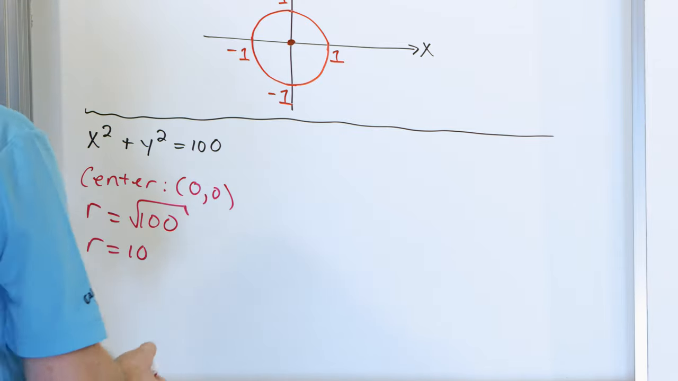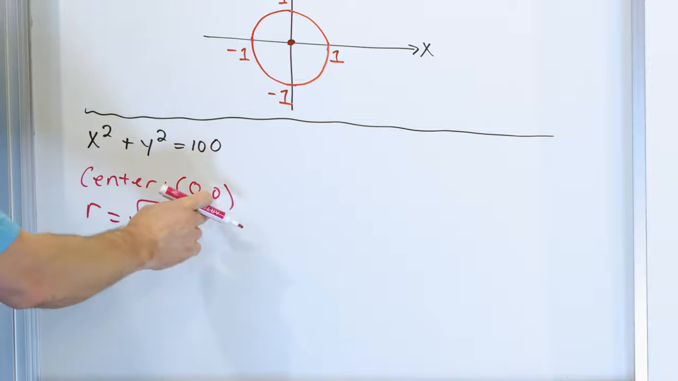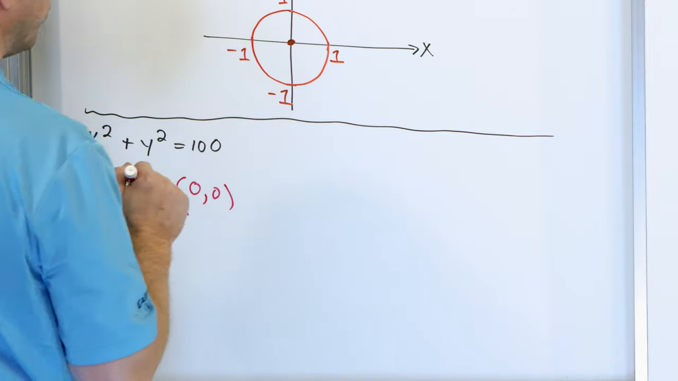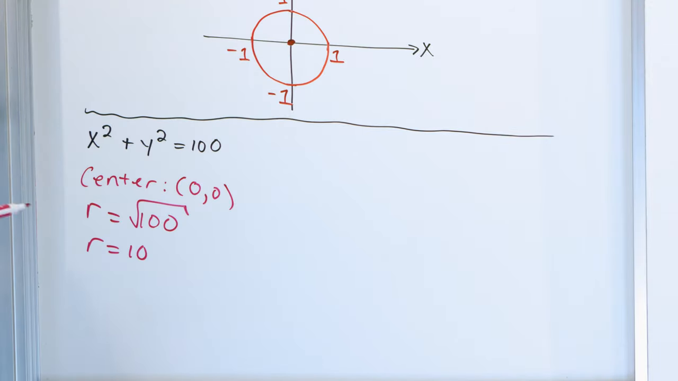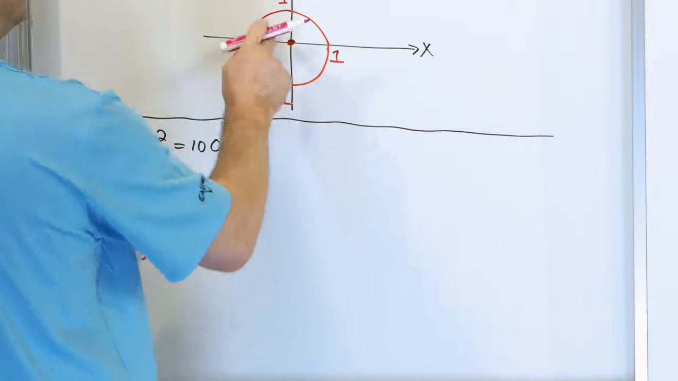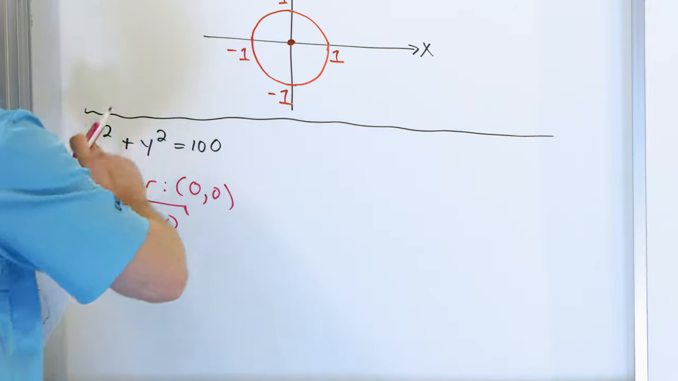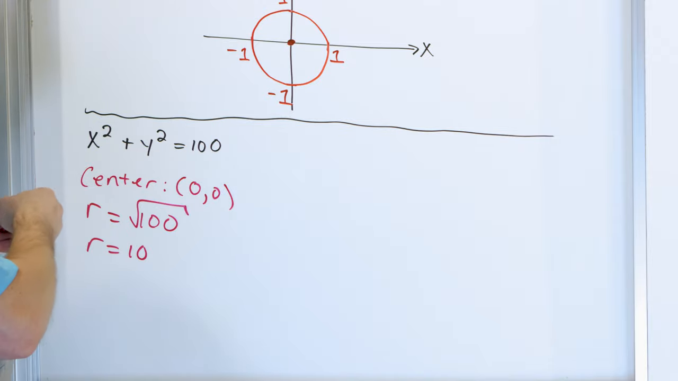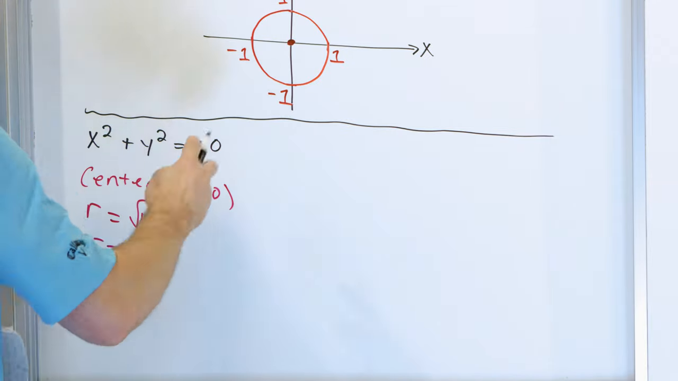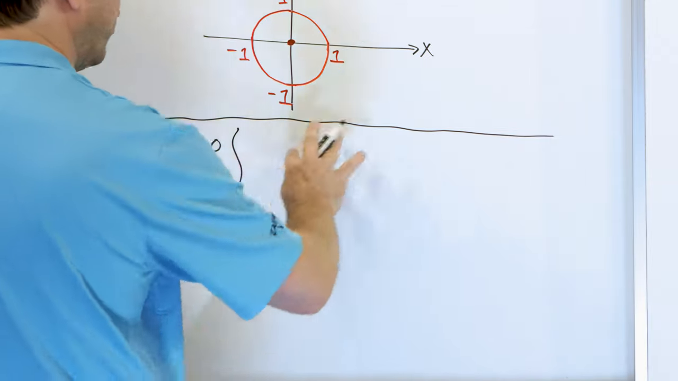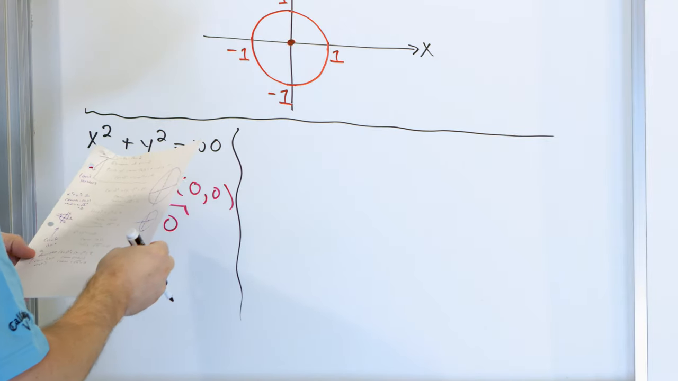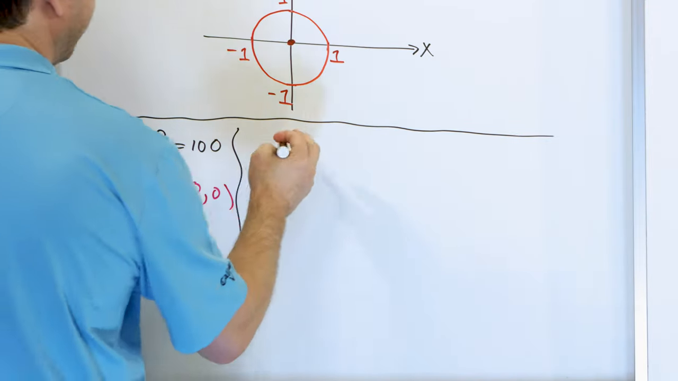So if I wanted to sketch this, I would draw an XY plane, I would put the center of the circle right at the origin, (0, 0), and I would count 10 units to the right, 10 units up, 10 units to the left, and I would basically draw my circle, which would be a pretty large circle. All right, so that's just one more little example. I want to do one more and have a little space to graph it because it's a little more important.